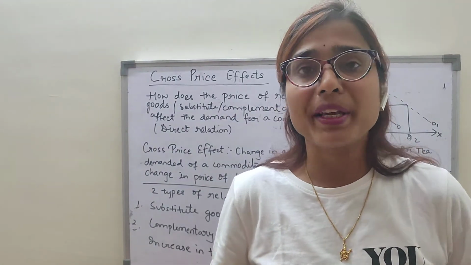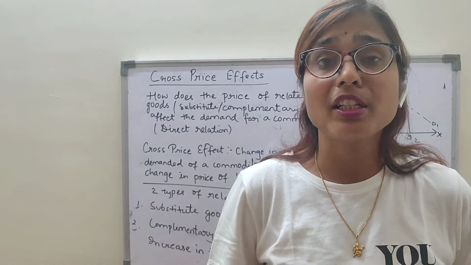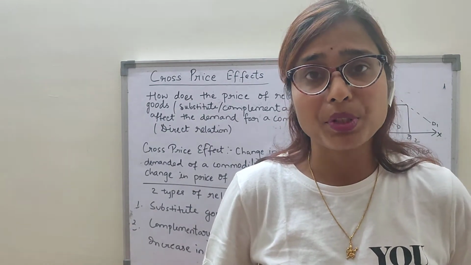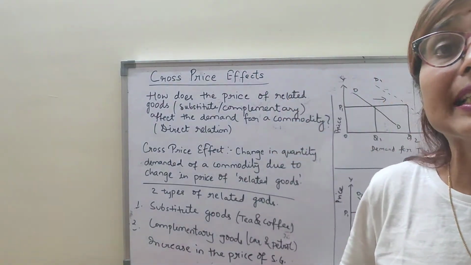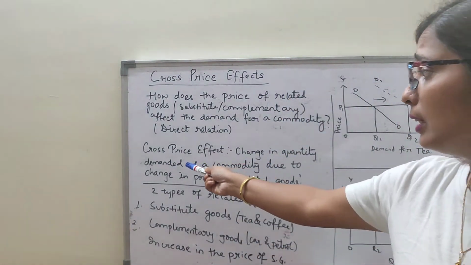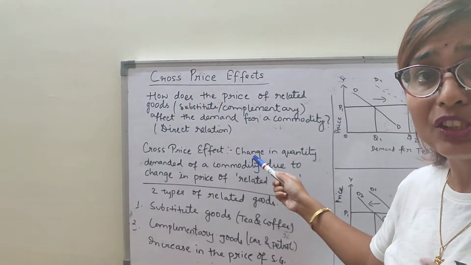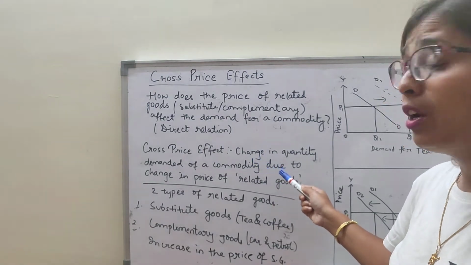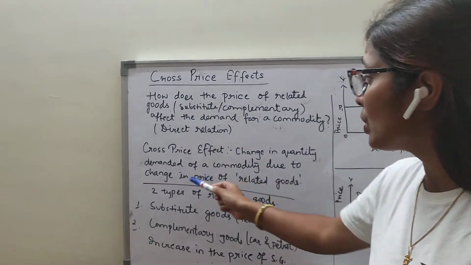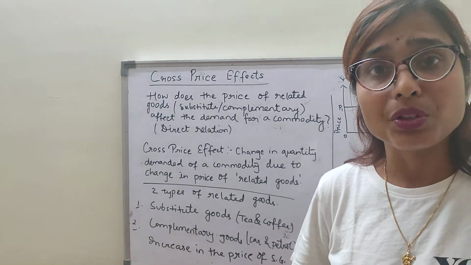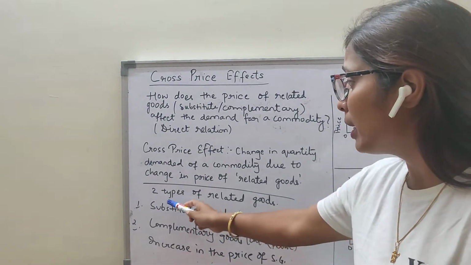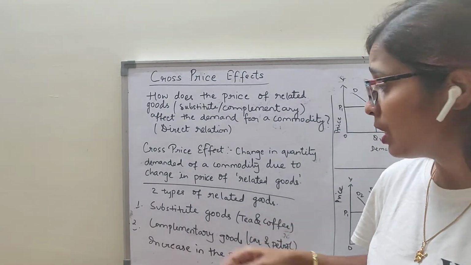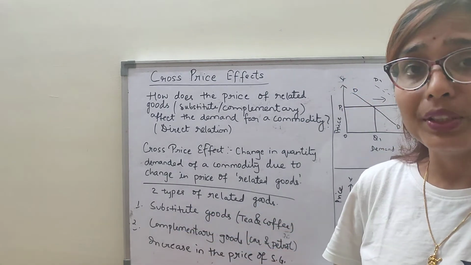So today's topic is cross price effect, which is the last topic of this demand chapter. So let us understand cross price effect. Cross price effect is the change in quantity demanded of a commodity. That means there is a change in the quantity demanded. Why? Due to change in the price of related goods. Related goods means substitute goods and complementary goods. So see, there are two types of related goods: substitute goods and complementary goods.